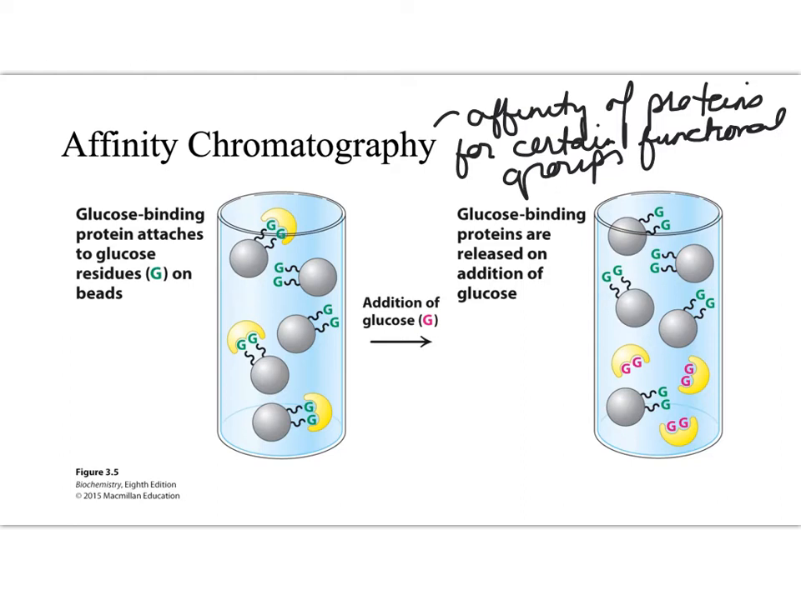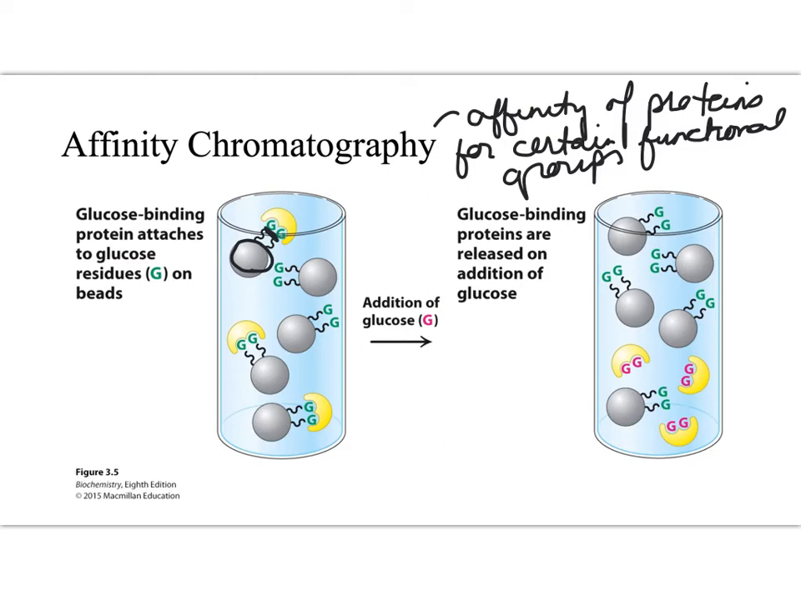So again, the column has these beads, and these beads are going to be modified to have some substance on the surface. Okay, they have some functional group that's present. Now that functional group will interact with the protein of interest. Okay, so we know a particular protein likes to bind a particular functional group. So we put that functional group on our beads, and the protein will come in and bind.